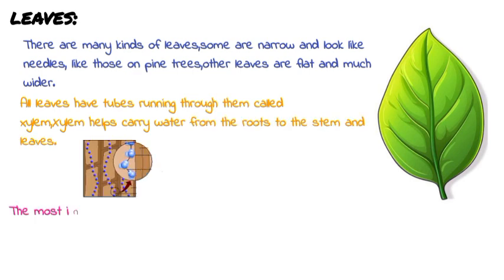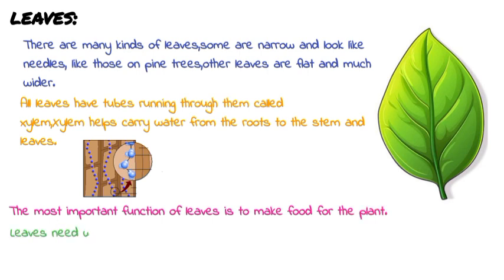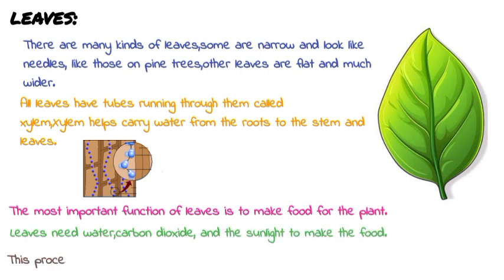The most important function of leaves is to make food for the plant. Leaves need water, carbon dioxide, and the sunlight to make the food. This process of making food is called photosynthesis.